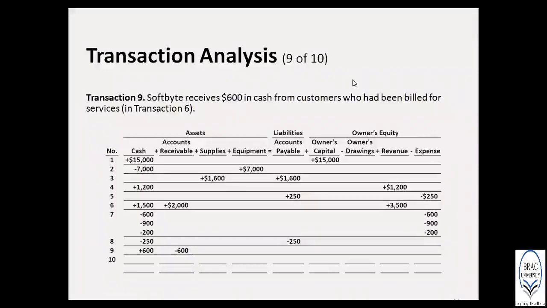Now, Softbyte received $600 in cash from a customer who had been billed for services in transaction 6. In transaction 6, Softbyte was supposed to get $2,000 in cash from the customer. Out of $2,000, now the company is receiving $600. So the accounts receivable account is decreasing by $600, and because the company is getting cash, the cash account is also increasing by $600.